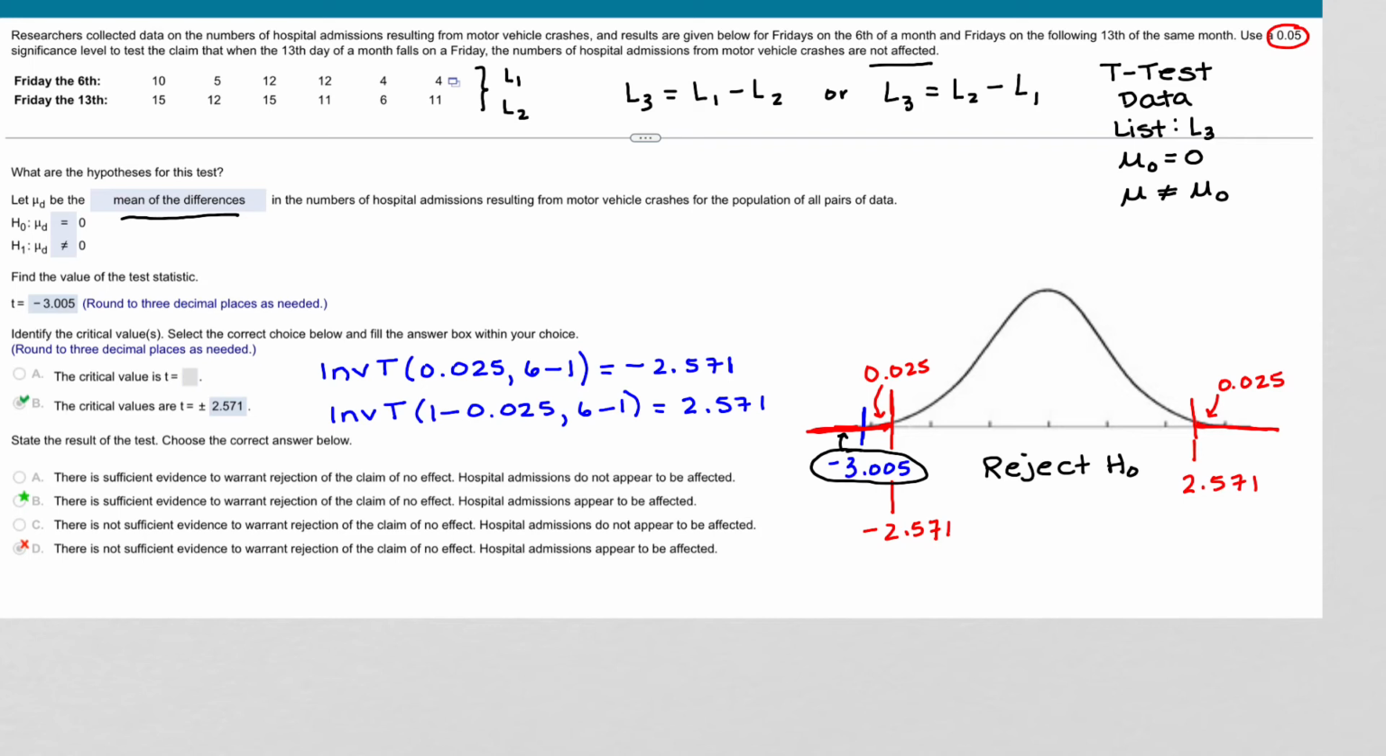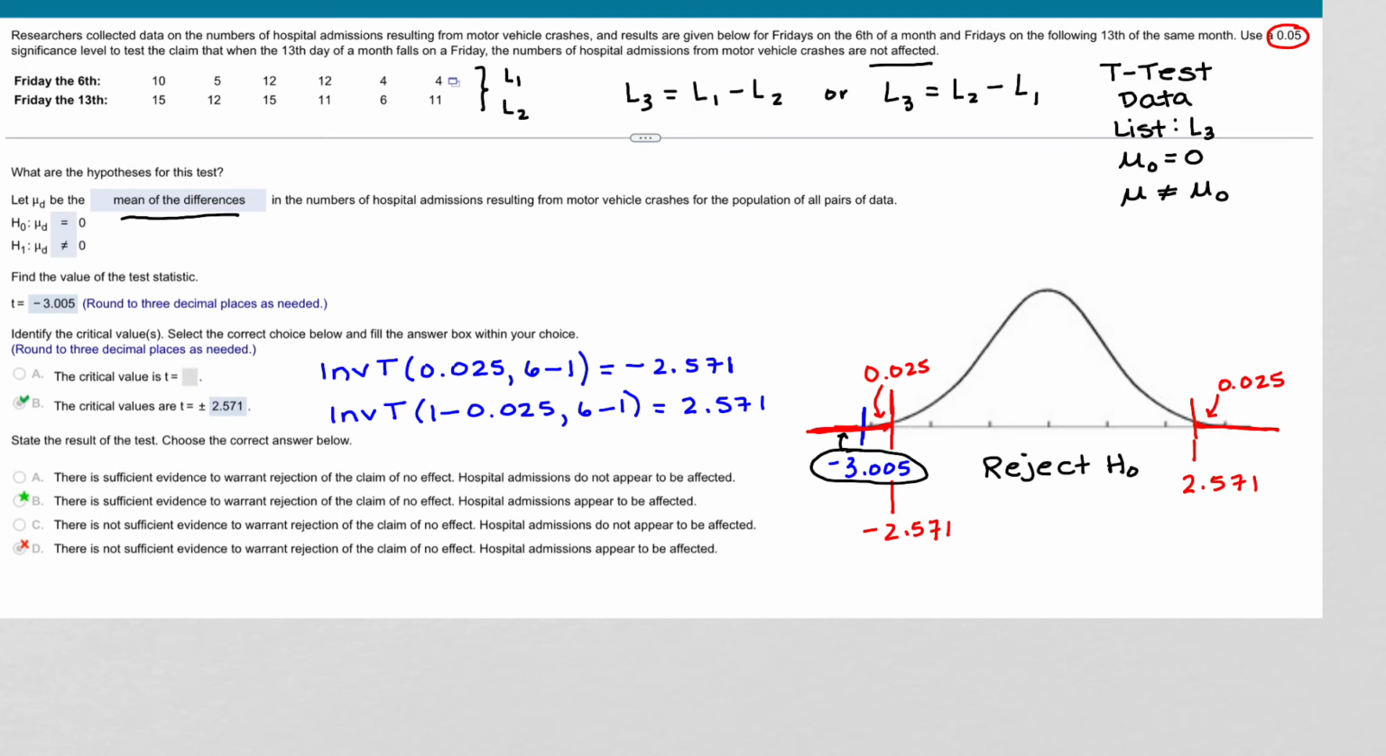So, the null hypothesis said that crashes were not affected. But what we're seeing is there is a definite difference. So, based on the sample information, this is a very small data set. So, you'd want to be careful with that. But for our purposes, we're going to say we have strong evidence that the number of crashes is affected by the date.